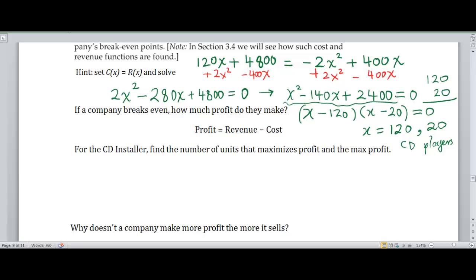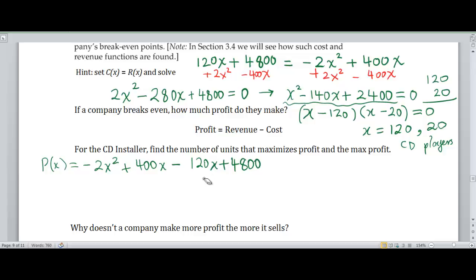Okay? If a company breaks even, how much profit do they make? Profit is revenue minus cost. Find the max profit. So let's do capital P of x, which is revenue, which we said was minus 2x squared plus 400x, minus the cost, 120x plus 4800.